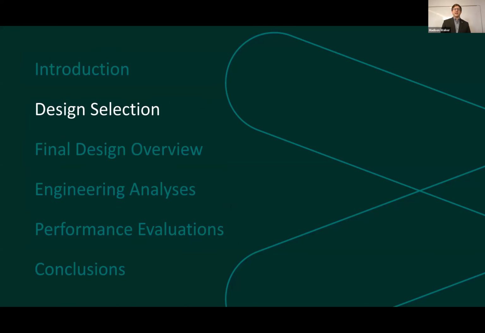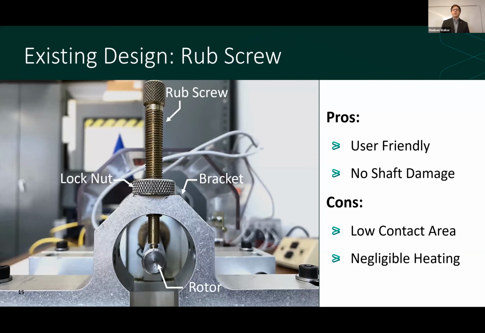So a little bit of the design selection that we considered. First, we wanted to see what was currently being used on the rotor kit. Currently they're using what's called the rub screw attachment. And we liked this for a few reasons. It was very user-friendly and it didn't damage the shaft due to the materials chosen, but it did have some drawbacks. There was low contact area, which resulted in negligible heating on the rotor itself.